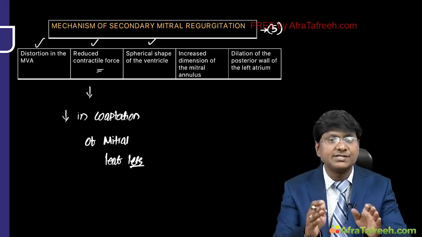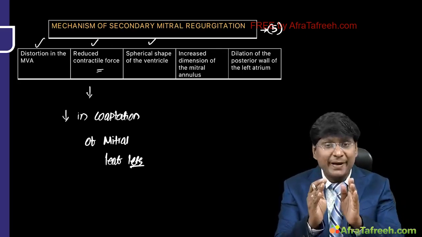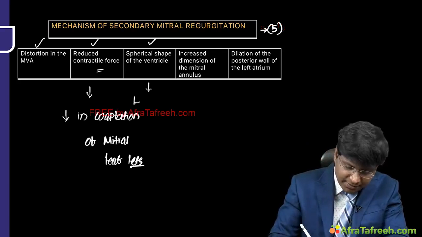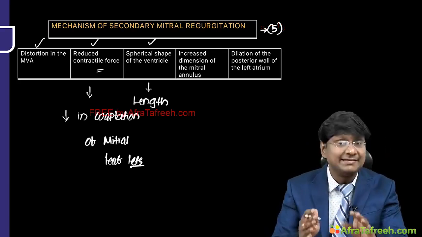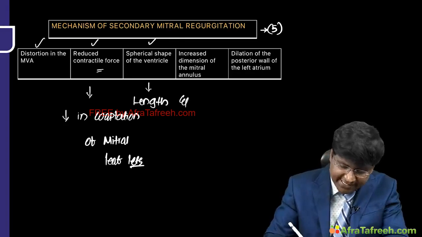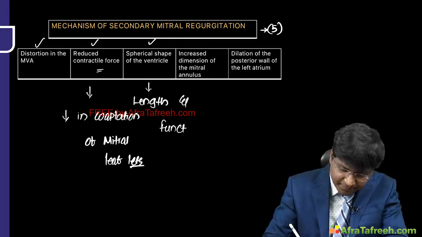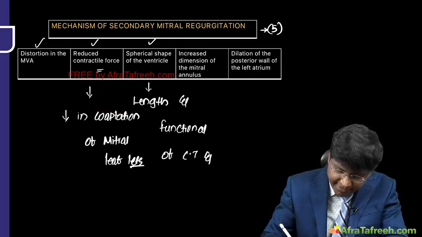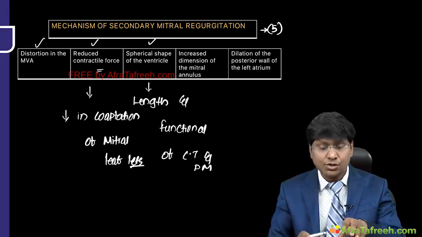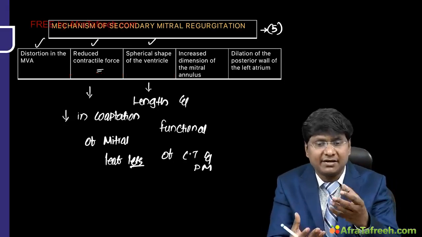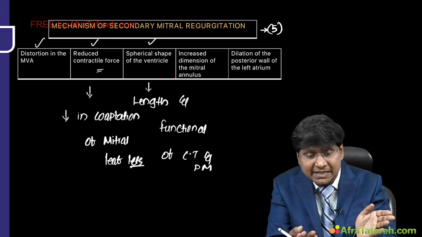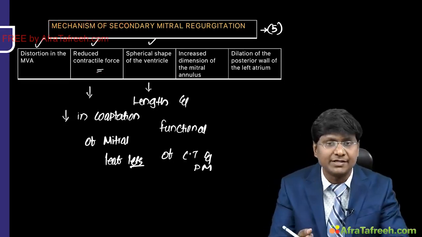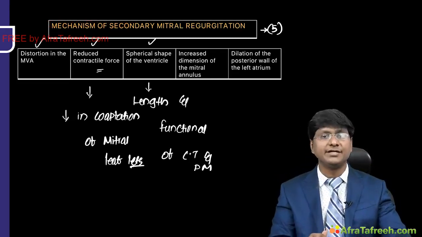And the next important thing is the shape of the ventricle. The spherical shape of the ventricle influences, right? It influences the length as well as the function of the chordae tendineae as well as the papillary muscles. So the spherical shape, which develops as a sequel or as the progression of the heart failure, will disturb the mitral valve apparatus, and that will contribute to the mitral regurgitation.